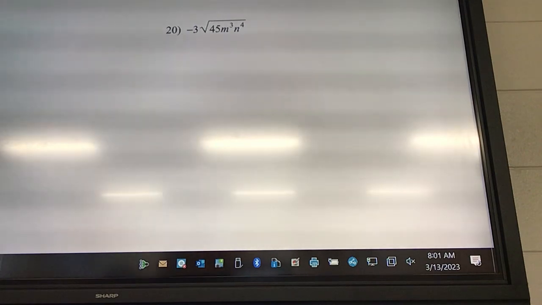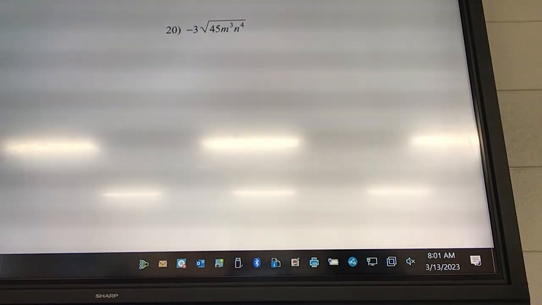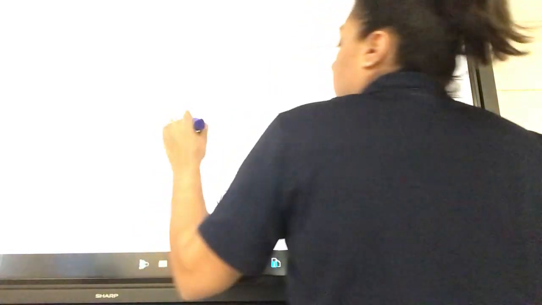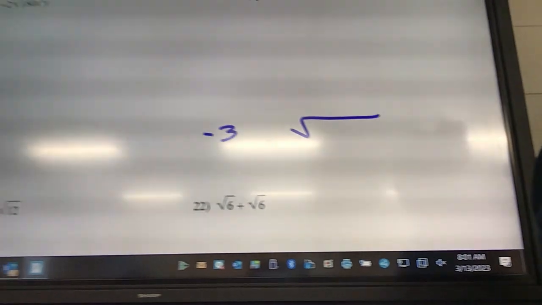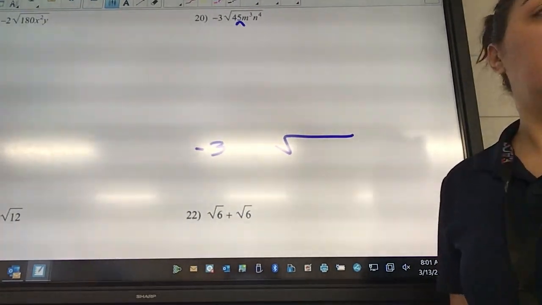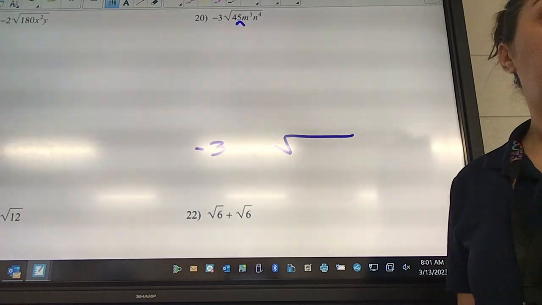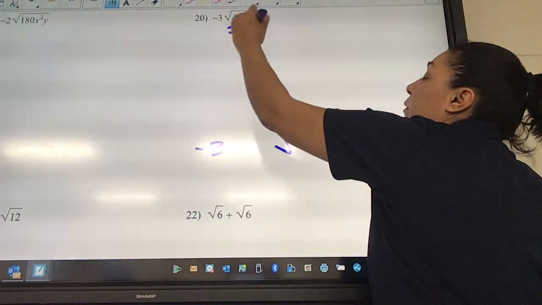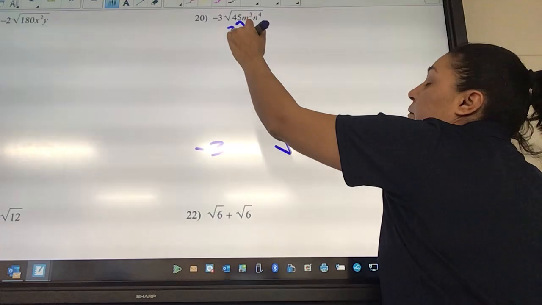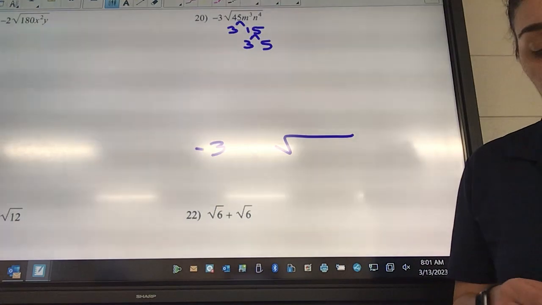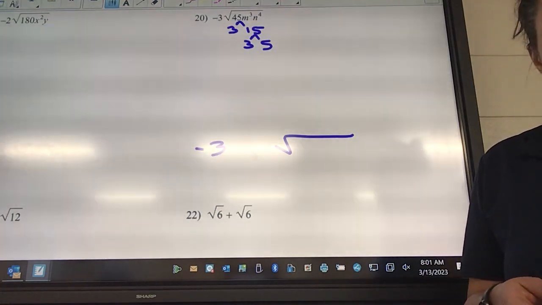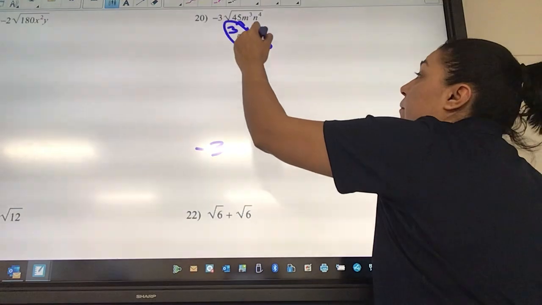Okay, 20. What's going to be the first thing we should do? Drop that negative 3 down. Okay, 45. What are some factors of 45? 3 and 15. 3 and 5. Okay, who can go? A group of 3s.